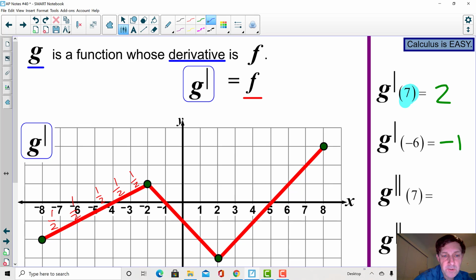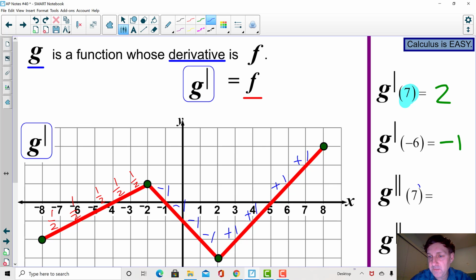For the line in the middle, you can see that we go down 1 and right 1, down 1 and right 1, down 1 and right 1. So the slope of that is going to be negative 1. And the last line segment, you can see that we're going up 1 and right 1, up 1 and right 1, all the way to the end. So the slope there is just going to be positive 1.